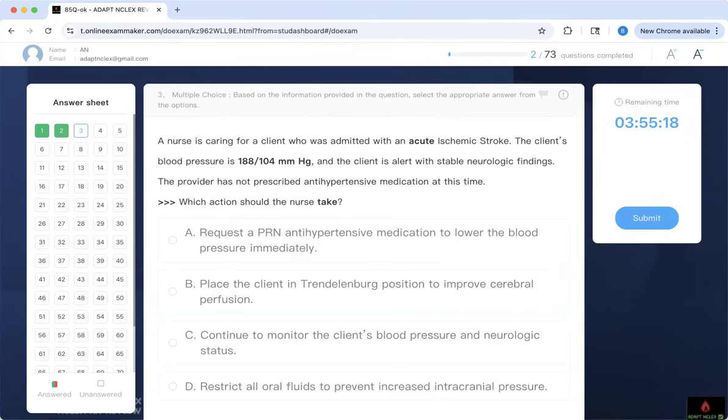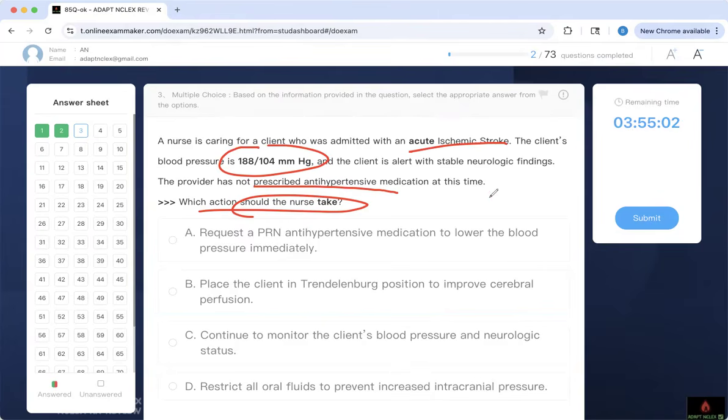What is the question asking you? The concept is what? Action for the nurse to take. There is no prescription provided, but the blood pressure is 188/104, and a client has a stroke. What do you think is going on?